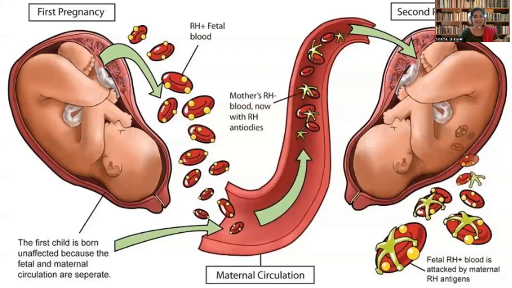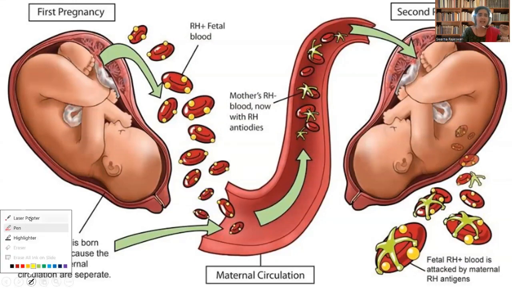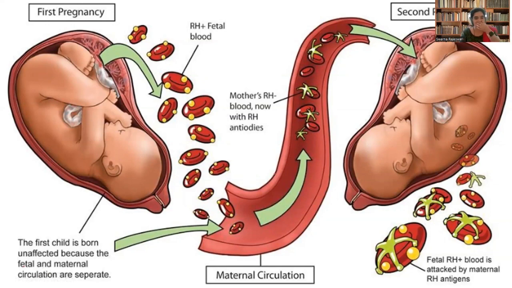The first born child is unaffected because the fetal and maternal circulation are separate. Only after the delivery, when there is rupture of the placenta, the maternal blood and the fetal blood will be mixed. Even though it is mixed, the antibodies produced in response are of IgM type, and they will not cross the placenta, so it is safe. But during the second pregnancy, what happens? The mother's blood is already sensitized, and she produces what type of antibodies?